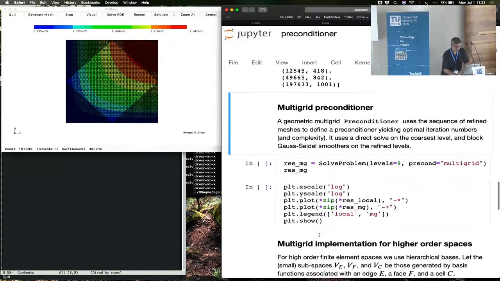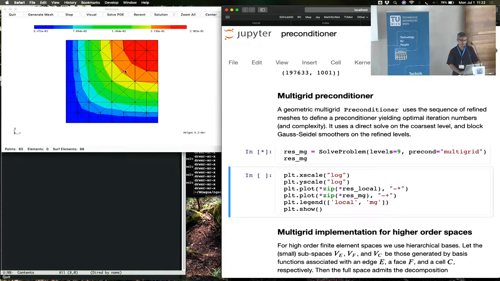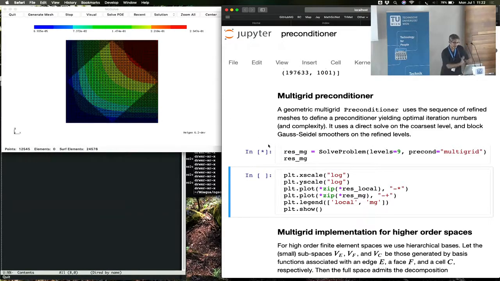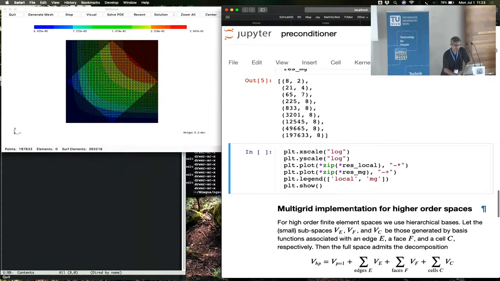Let's look at a multigrid preconditioner now. We use the same routine. Now we're going to solve for 9 levels, but instead of preconditioner equals local, we put in the built-in multigrid preconditioner of NGSolve. We start from the coarse mesh and keep refining, keep solving. At some point, the graphics window doesn't update the mesh refinements. And you see how this was much faster than before. The reason is that the number of iterations have essentially remained the same, no matter how many levels of refinement you do. This is typical of multigrid. Multigrid gives you an optimal algorithm in complexity and in condition number.